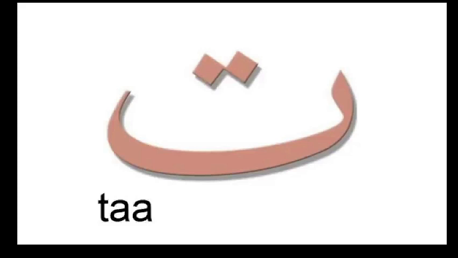Now we have ta. Its articulation point is the top part of the tip of the tongue when it hits the roof of the upper front incisors. Ta, ta, ta. The top part of the tip of the tongue, when it hits the roof of the upper front incisors.